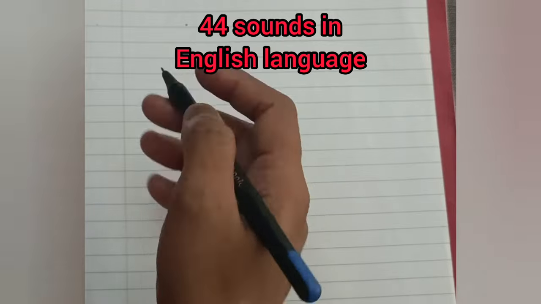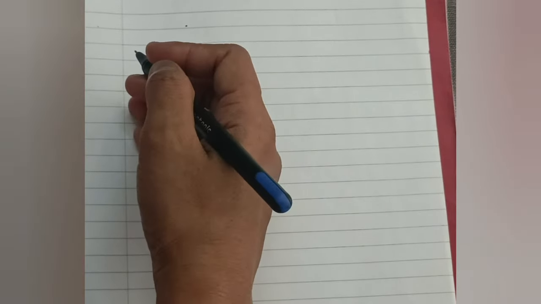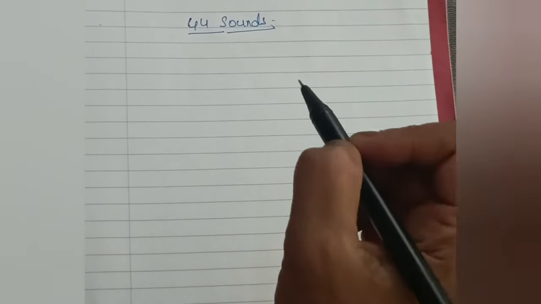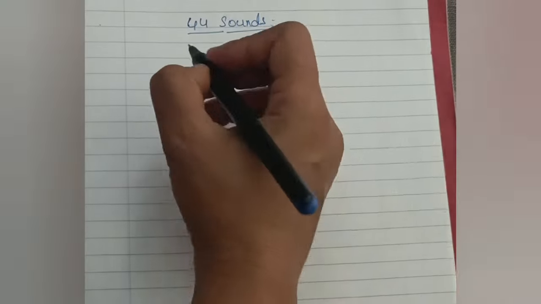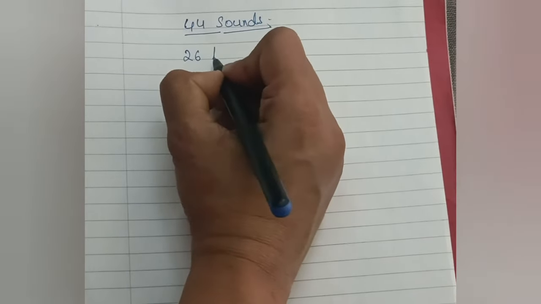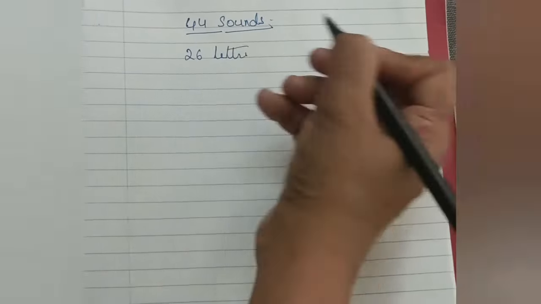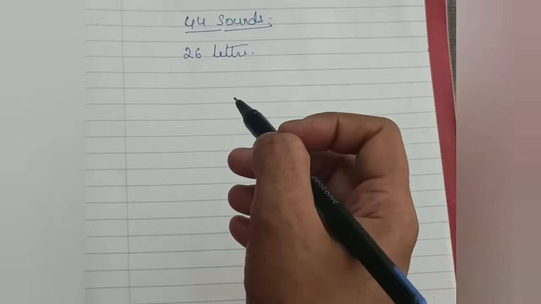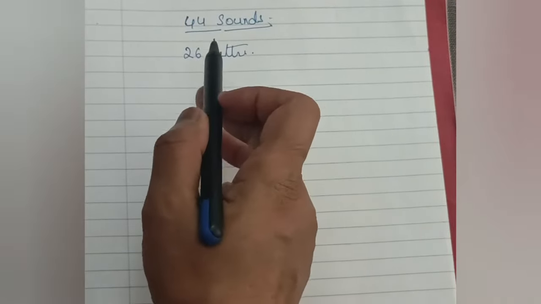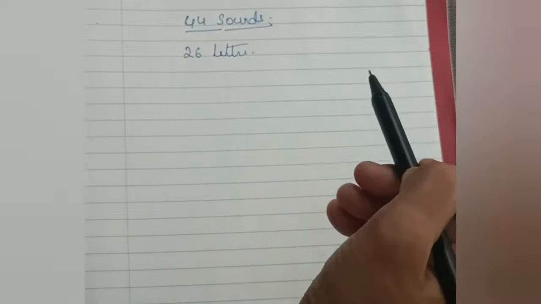Have you ever wondered, we have 26 letters in the English language, but how do we have 44 sounds in English? In English we have 26 letters, but there are 44 sounds. In today's video, we will learn what the 44 sounds in the English language are.